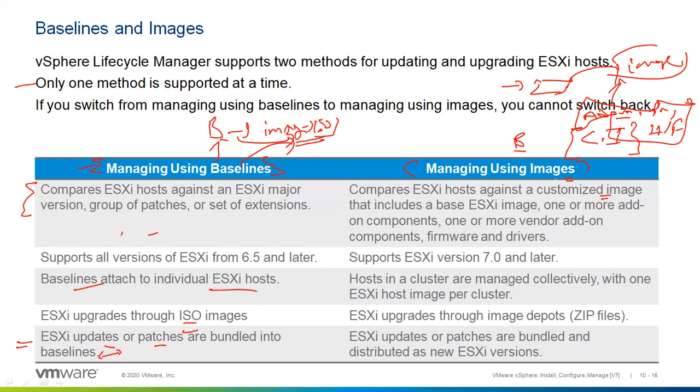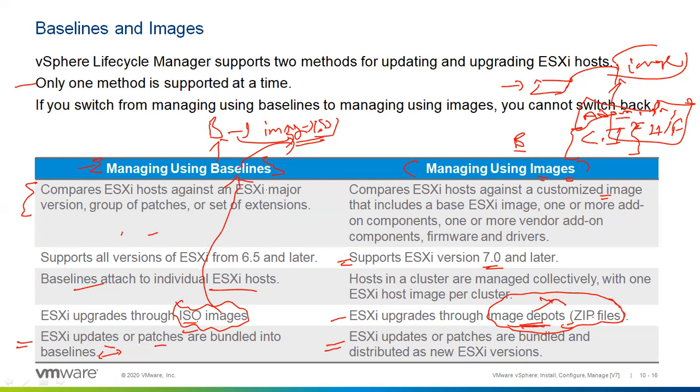But this image-based upgrade, baseline image-based upgrade, is only supported from 7.0 onwards. In that case, the ESXi upgrade will happen through the image depot. So here my ISO image will be fetched to the baseline. Here my custom image will be considered as an image depot, and we will compare the host against the image that we have copied inside the image depot, against the ISO image that is fetched with the baseline.